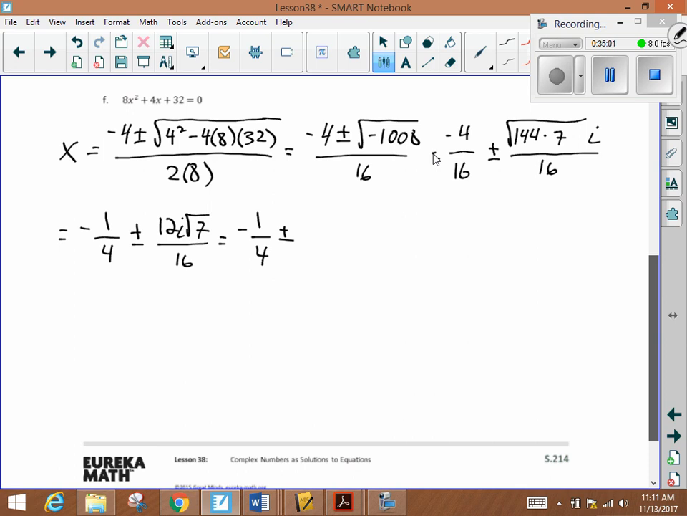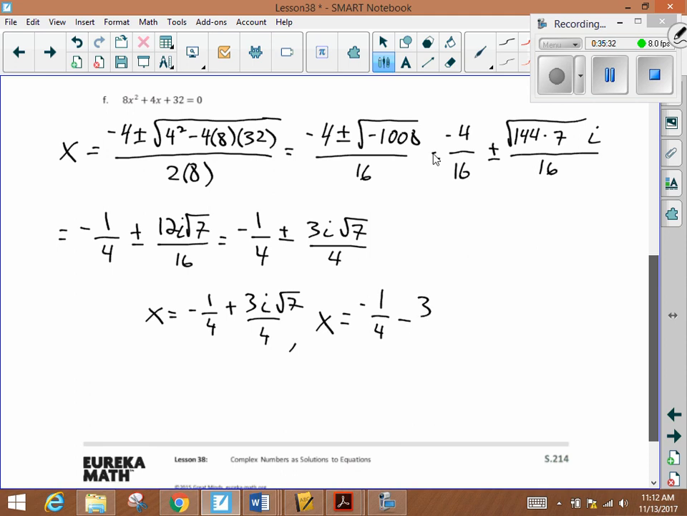Because both 12 and 16 are divisible by 4. If I divide 12 by 4, I get 3. And if I divide 16 by 4, I get 4. And so there are our two solutions. x equals negative 1/4 plus or minus, my bad, negative 1/4 plus 3i times root 7 over 4, and x equals negative 1/4 minus 3i times root 7 over 4.